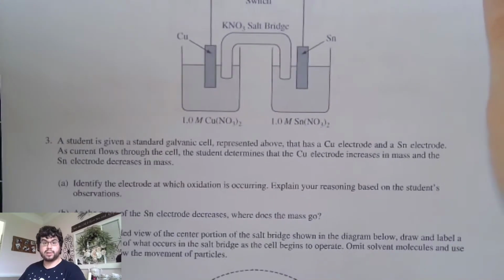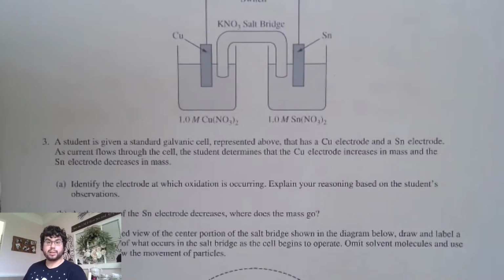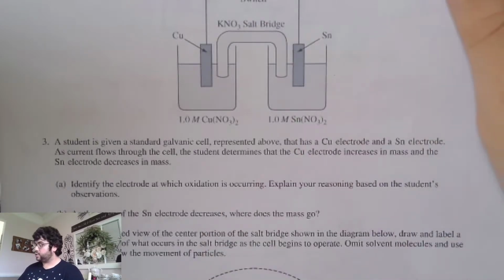It says a student is given a standard galvanic cell represented above that has a copper electrode and a tin electrode. As current flows through the cell, the student determines that the copper electrode increases in mass and the tin electrode decreases in mass. And the first question is identify the electrode at which oxidation is occurring. Explain your reasoning based on the student's observations.